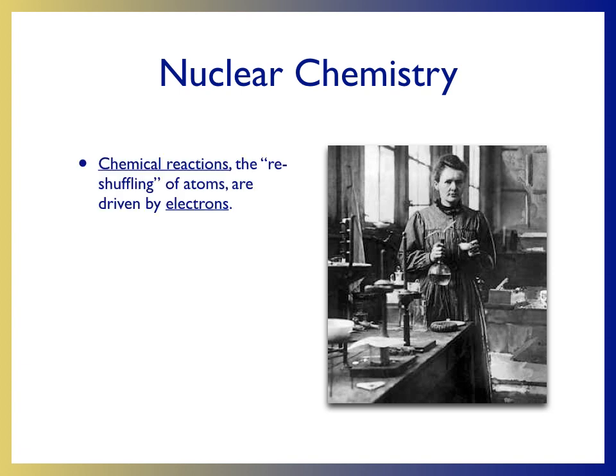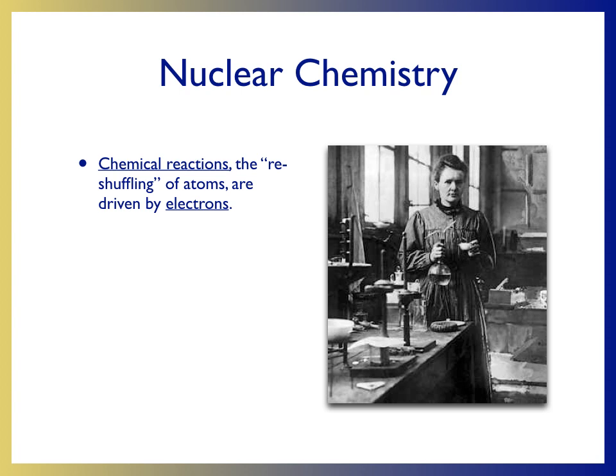So far, we've looked at chemical reactions, where we rearrange atoms to form new products. Chemical reactions are driven by electrons. In all chemical reactions, electrons are either transferred from one species to another, or they're rearranged as new bonds form between atoms in new molecules. Therefore, we can change different substances or different compounds into other compounds through the work of chemistry.